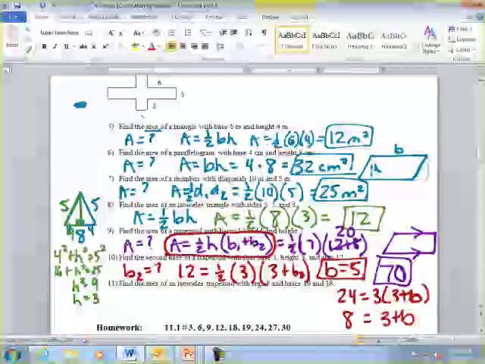Questions on that one? Needing to do some algebra to solve it out.